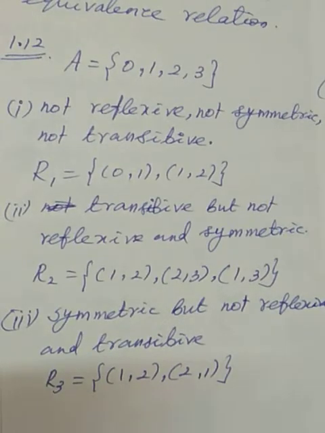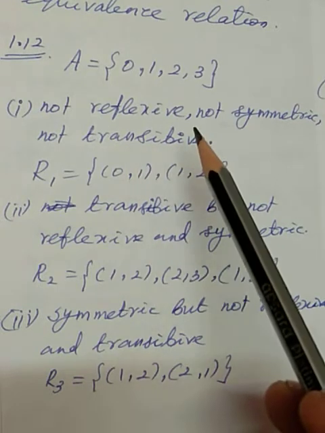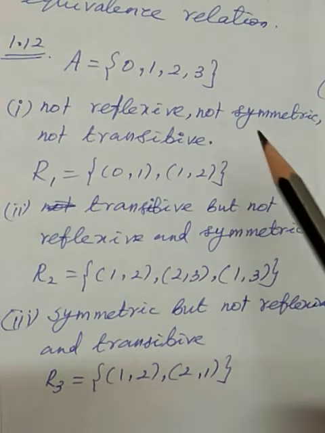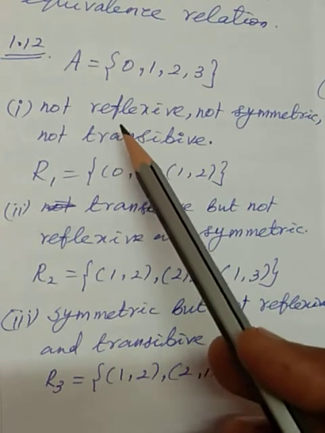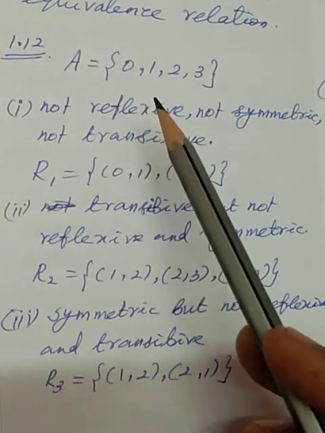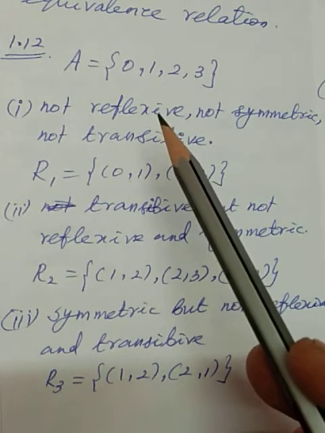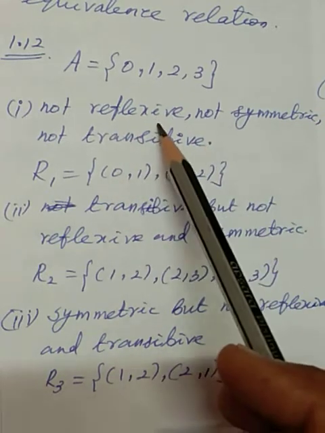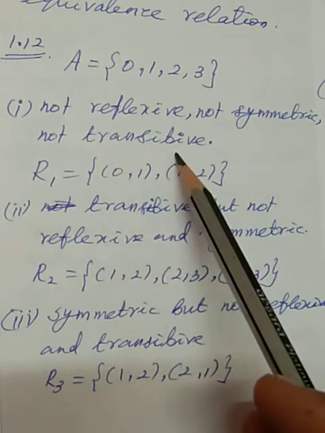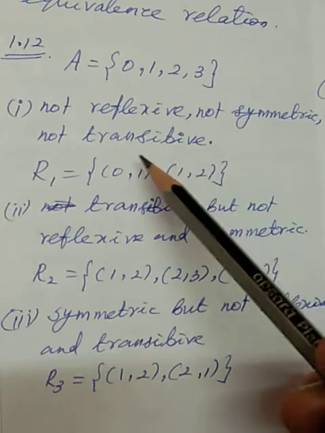And you see the next example 1.12. Let A equal {0, 1, 2, 3}. Construct relations on A of the following types. They asked to construct relations based on the given condition. The first one: not reflexive, not symmetric, not transitive. So it is not at all reflexive, symmetric, transitive.